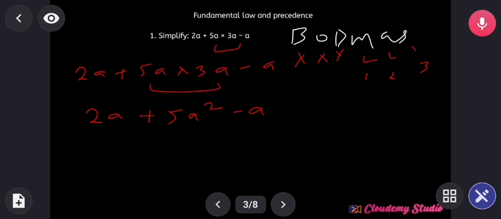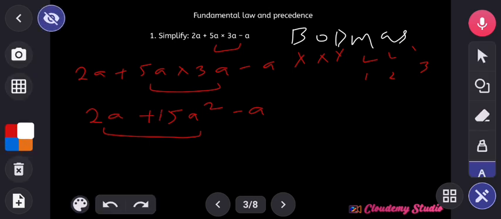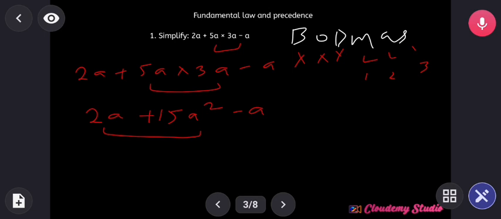But if you actually look at this, you will see that we cannot add 2a to 15a squared. The reason is that this one is raised to power 1 and this one is raised to power 2. It is not possible. What are we going to do? It is quite easy. Since we cannot add, we can move to subtraction. Therefore, that is 2a minus a plus 15a squared.